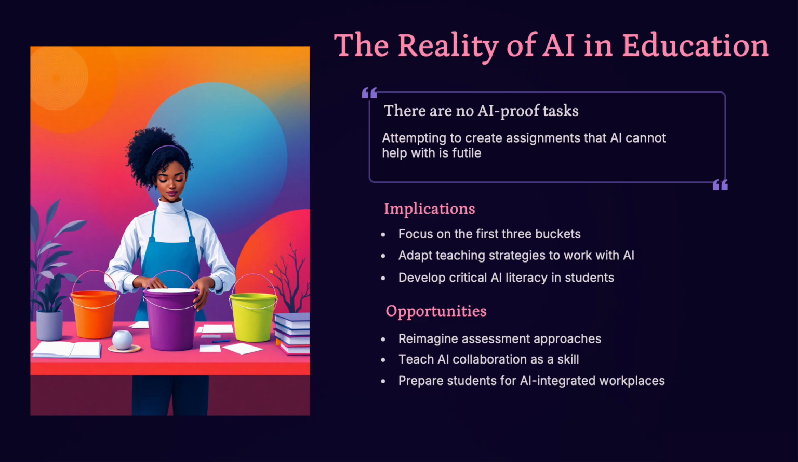This has a number of implications and opportunities. We need to focus on the first three buckets when we decide where and when and how our students should or should not be using AI. And we need to adapt our teaching strategies to this end. Importantly, we have a responsibility to develop critical AI literacy in our students. This gives us the opportunity to reimagine our assessment approach, to teach artificial intelligence as a collaborative skill, and to prepare our students for an AI-integrated workplace.